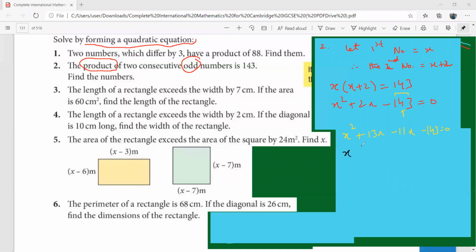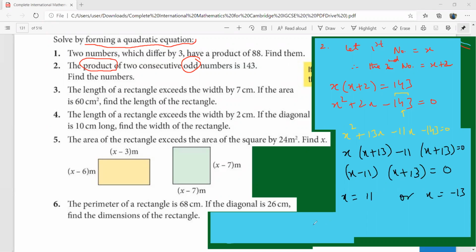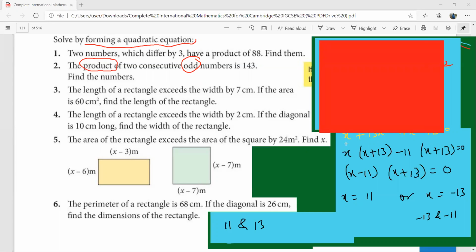So this is going to be x into x plus 13 minus 11 into x plus 13, that is equal to 0. So x minus 11 into x plus 13. You see how good you have to be at solving these quadratic equations once you have formed that equation. So x is either 11 or minus 13. So if you take this as your first number, these two numbers are 11 and 13, okay? And this can also be minus 13 and minus 11, okay? Now, the third question. I will not be solving the equations now. We'll just be forming the equations now, okay? So, the third question now, we have to form this equation here.